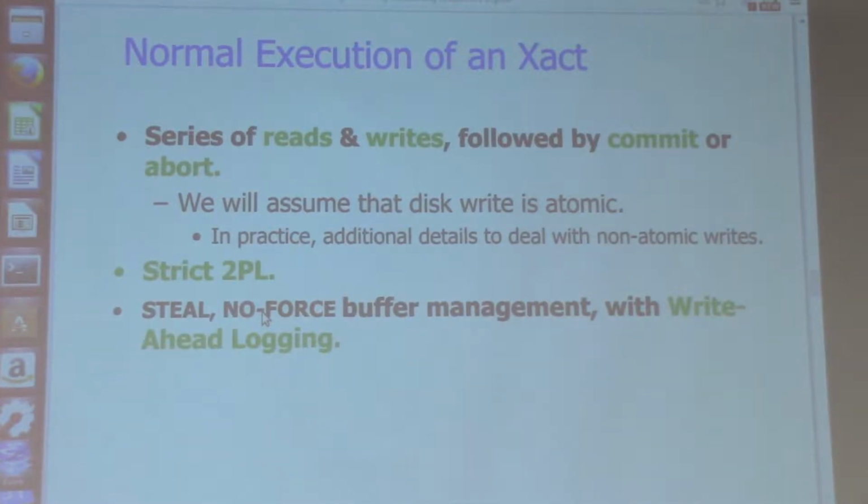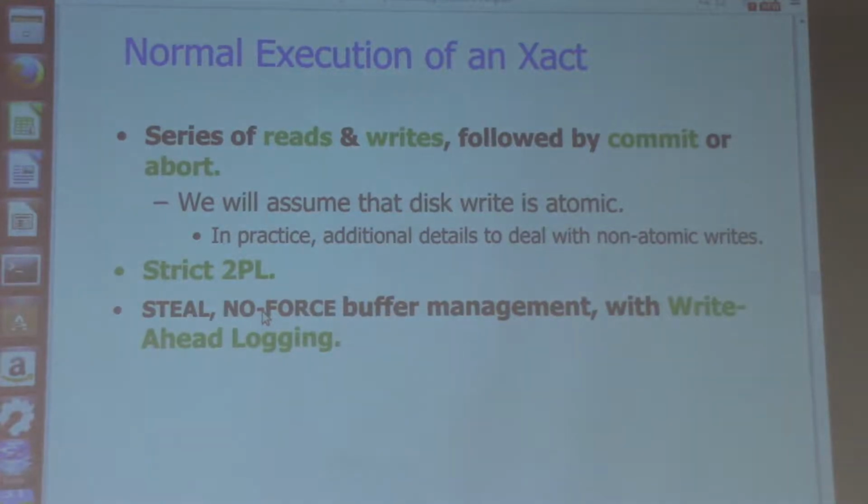In normal execution of a transaction, you do a series of reads and writes. For reads, you do nothing. For writes, you produce an update log record. For commit, you produce a commit log record. For abort, you produce an abort log record. When commit or abort finishes, you write an end log record.